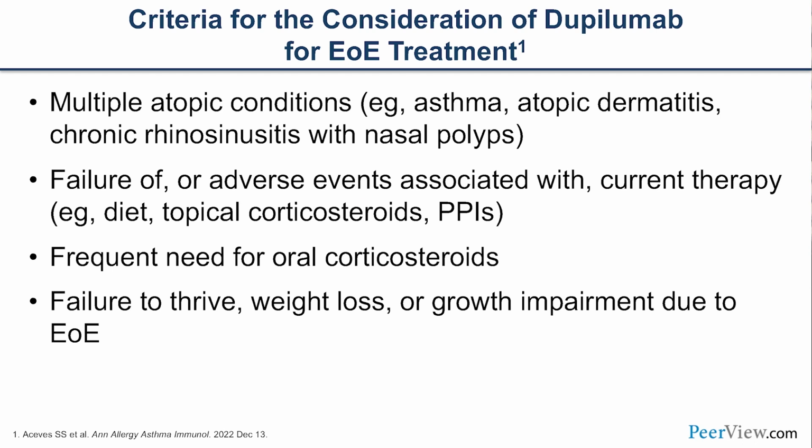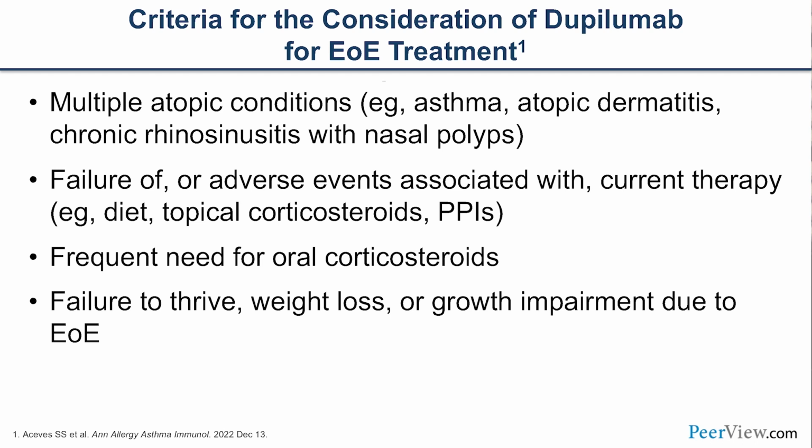The second easy or natural place to use dupilumab in our current algorithms is when other current treatments either have failed, are not tolerated, or cause adverse events. And that's certainly the situation in the case presentation we looked at today, where a patient was not responsive to diet therapy, PPIs, or topical steroids. This is really the situation that's more akin to many of the patients in the phase 3 study. And similarly, if a patient frequently needs oral corticosteroids to control their disease, dupilumab should be strongly considered.